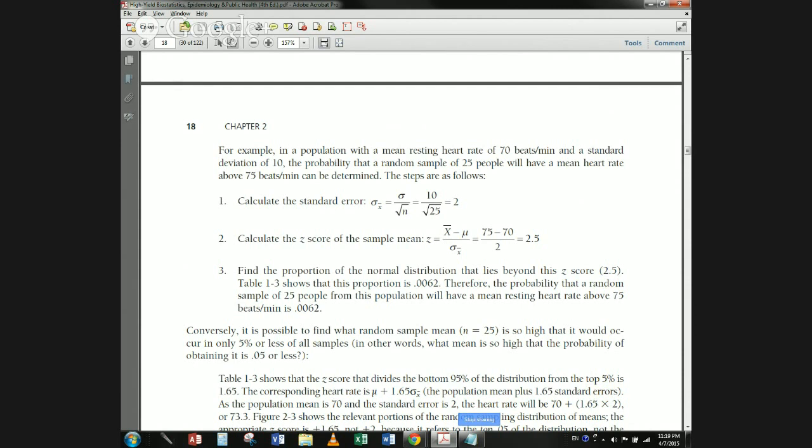The corresponding heart rate is the population mean mu plus 1.65 standard errors. As the population mean is 70 and the standard error is 2, the heart rate will be 70 plus 1.65 times 2, equaling 73.3.